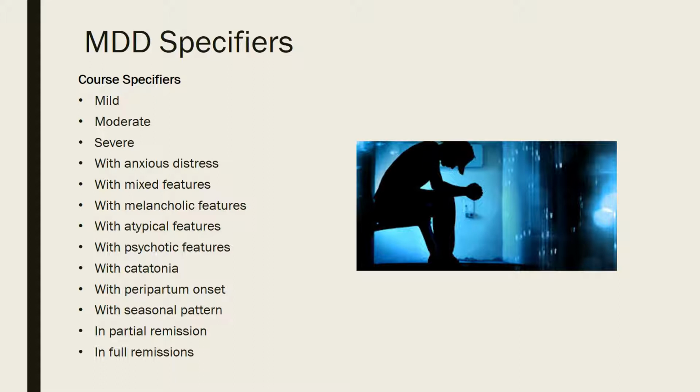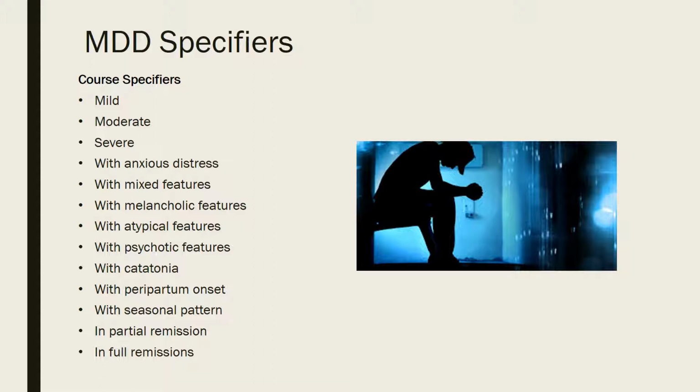With anxious distress, this means the presence of at least 2 of these. So feeling keyed up or tense, feeling unusually restless, difficulty concentrating because of worry, fear that something awful might happen, this catastrophic thinking, or feeling you might lose control of yourself.